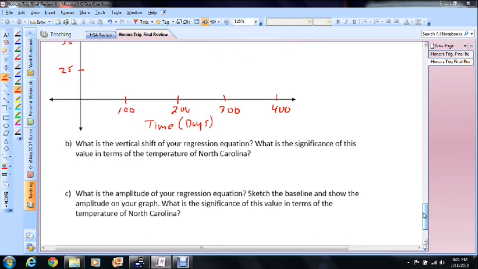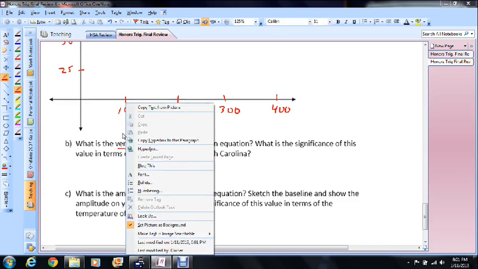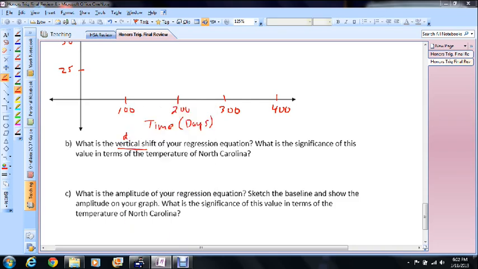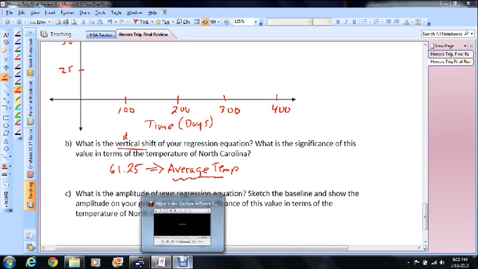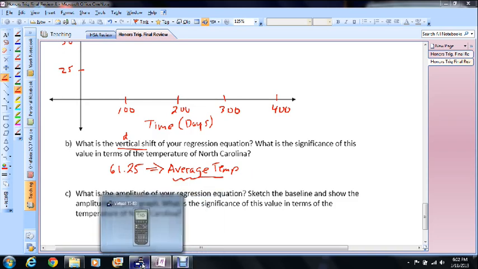Part B says, what is the vertical shift of your regression equation? Well, the vertical shift is that last value, that D value. Okay, so the last value of our equation is 61.25. And then they say, what is the significance of that? Well, the significance of that number is that that's just the average temp. Okay, so let's take a look at that on our calculator and see what that really looks like when I say average temp, what I'm talking about.